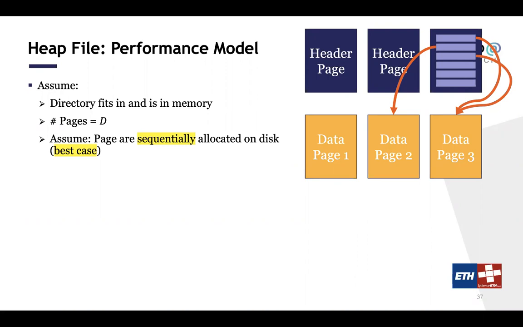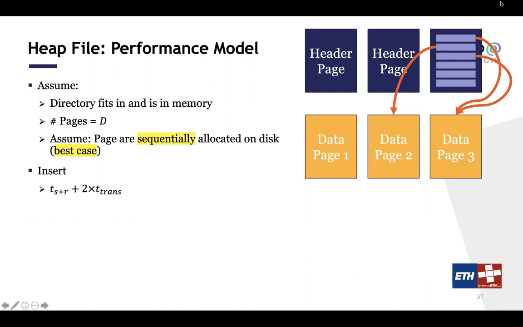Which might not be the case. So if you change your assumption, you will have a different performance model. But for this purpose, let's assume they're all sequentially allocated on disk. So I want to insert a tuple. So what is the performance?